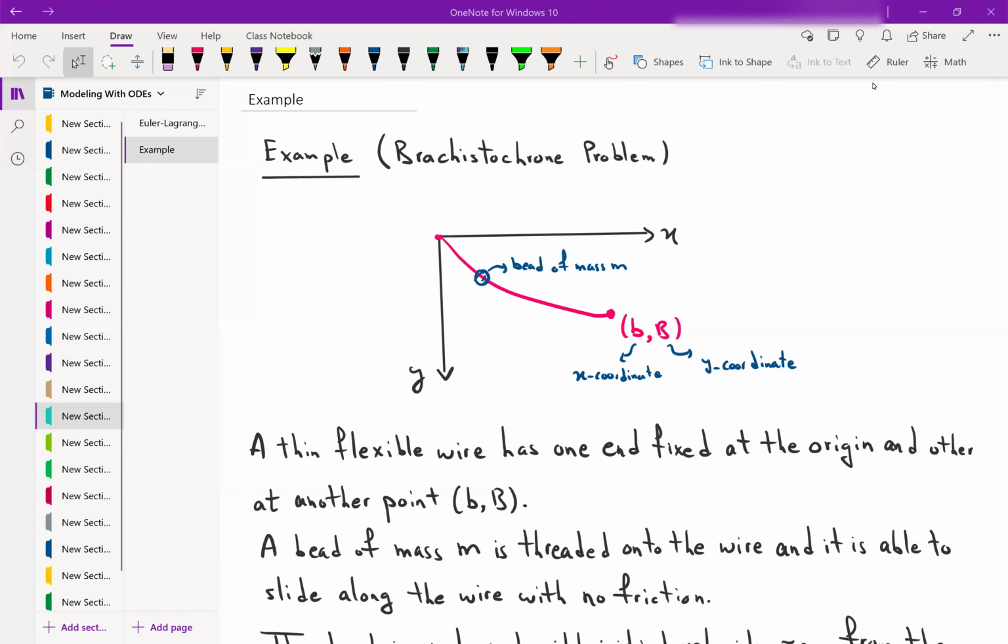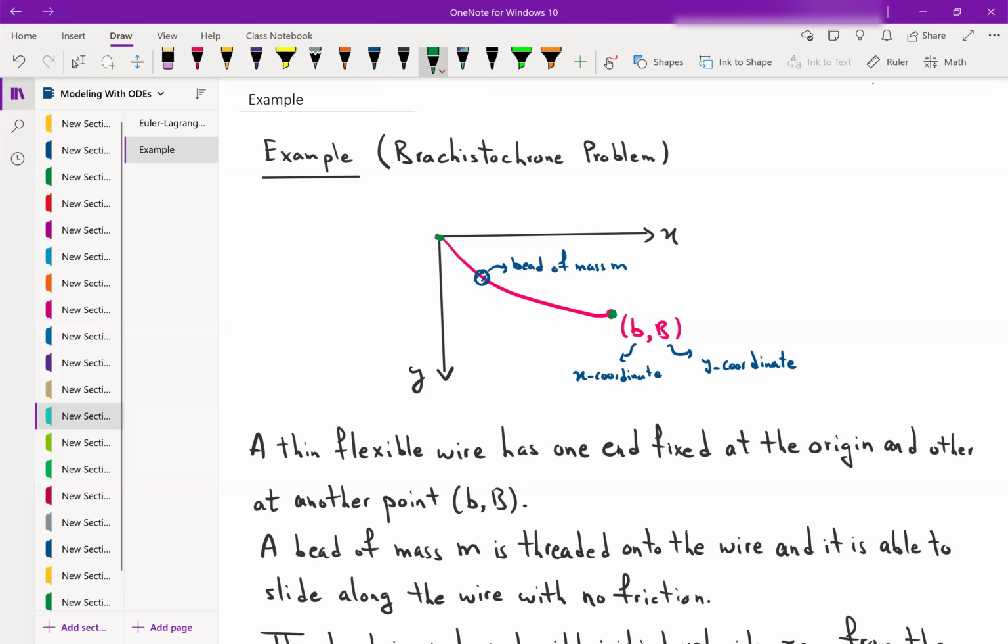Okay, let's see what our example says. A thin flexible wire has one end fixed at the origin. So here we go. And the other at another point with coordinates little b and big B. So this red curve is our wire.